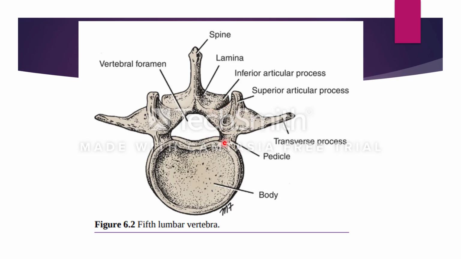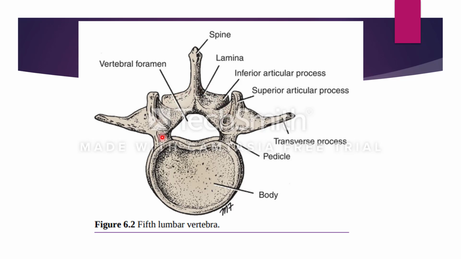These are the pedicles. Pedicles are those processes which come out from the body, and these are the laminae. The pedicles and the laminae are present at the junction from where the transverse processes come out, and the laminae will join together at the back from where the spine will come out. So this part, the pedicles, the transverse processes, the laminae and the spine, will form the vertebral arch.